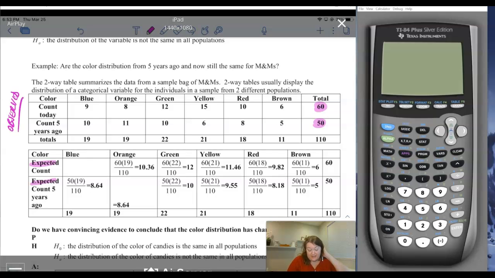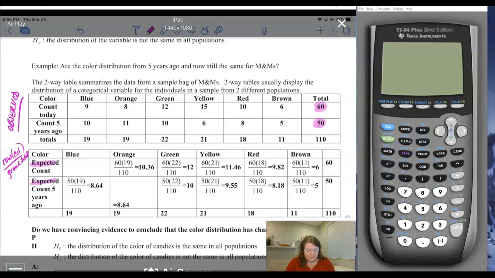Okay, so then the next thing I want to do is fill in what the expected counts would be. Remember when we did this with the M&Ms in the first case, we had the percentages to use and we just redistributed the 60 M&Ms based on the percentages. Well, here we're going to take these and redistribute them. So the way that these work is you're going to be doing row total times column total divided by grand total.